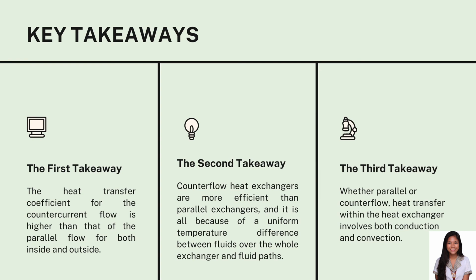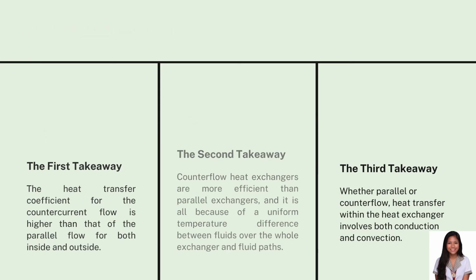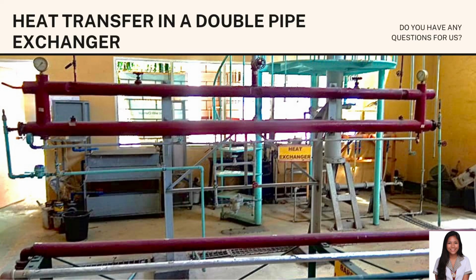Overall, the counterflow heat exchangers are more efficient than that of the parallel exchangers, and it is all because of a uniform temperature difference between the fluids over the whole exchanger and the fluid paths. Now that ends our presentation about the heat transfer in a double pipe exchanger.